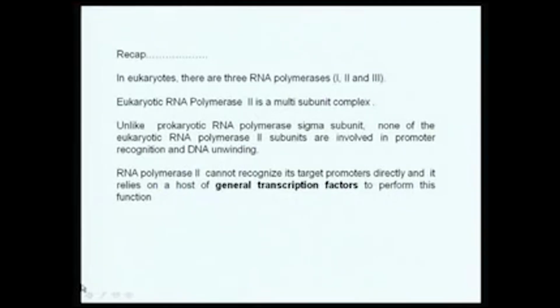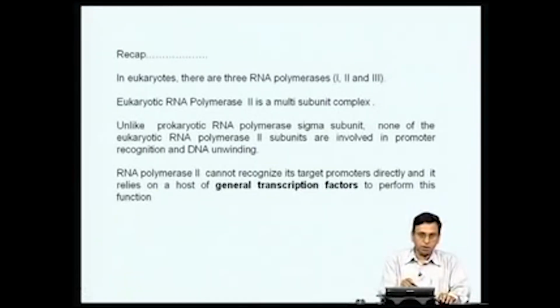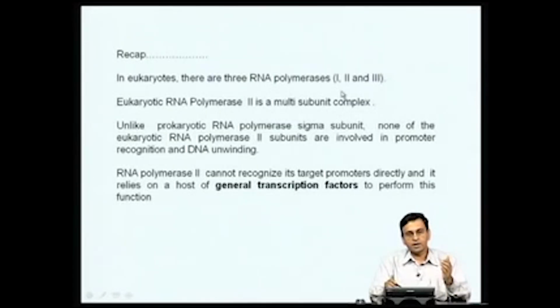So, let us now recapitulate what we discussed in the previous class, in case you had no time to look at the previous lectures. The summary is that in eukaryotes there are about 3 RNA polymerases, which we call 1, 2 and 3. This is unlike prokaryotes, where there is only one RNA polymerase which transcribes tRNA, rRNA as well as mRNA, whereas in eukaryotes the RNA polymerase has evolved into 3 different RNA polymerases. RNA polymerase 1 takes care of ribosomal RNA transcription, RNA polymerase 2 takes care of transcription of protein coding genes, and RNA polymerase 3 takes care of tRNA, 5S RNA and other RNA genes.